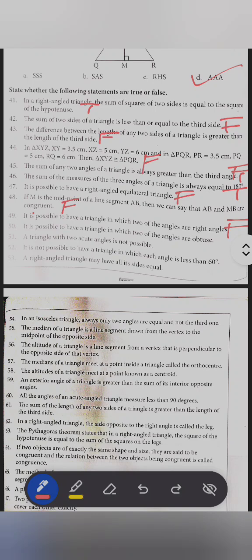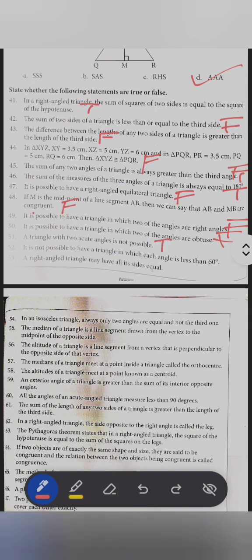Next, it is possible to have a triangle in which two of the angles are obtuse. If the two angles are obtuse, let one be 91 degree, the other also 91 degree. So now both of them are obtuse angles. Now they are making 182 degree. What about the third angle? So this statement is also false. A triangle with two acute angles is not possible. Yes, a triangle with two acute angles and the other obtuse is possible. That is true.